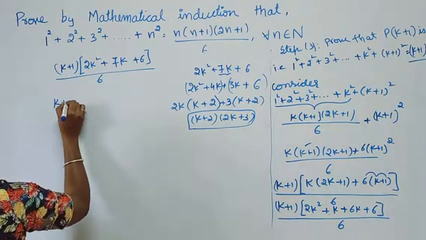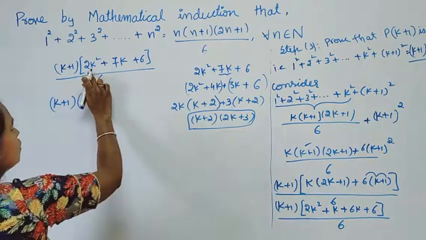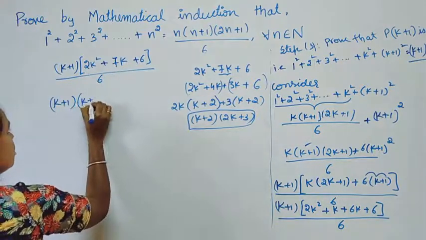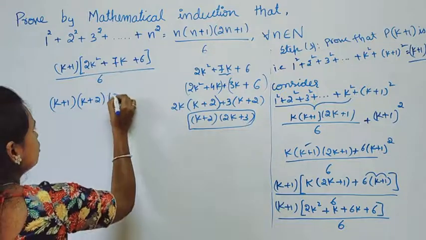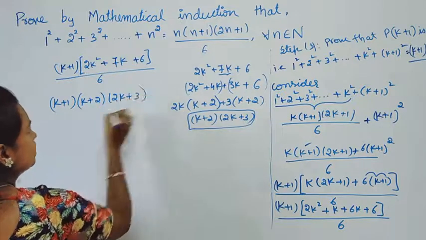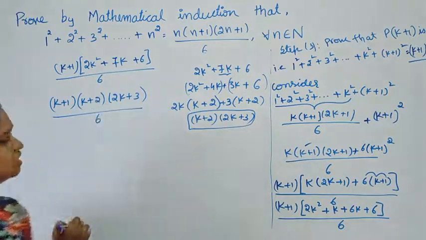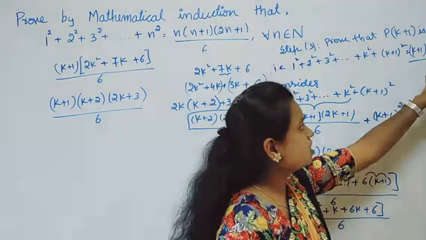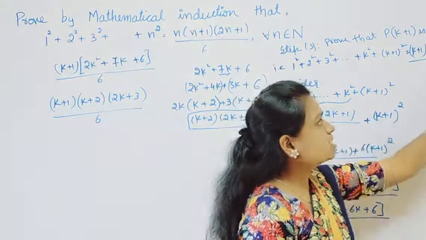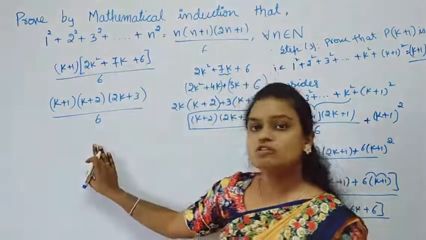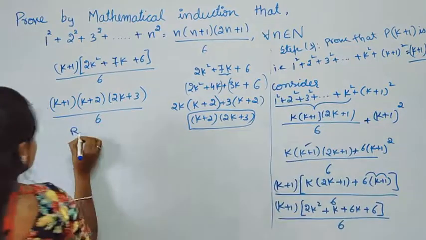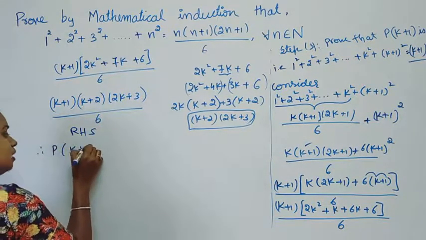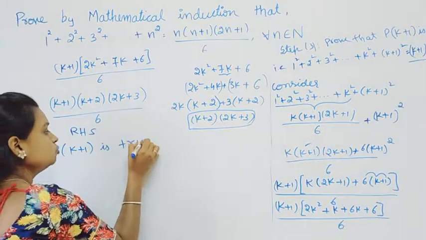So k plus 1 into, so 2k square plus 7k plus 6 means what? This one, k plus 2 into what? 2k plus 3, whole divided by 6. This is our RHS, right? RHS is equal to what? k plus 1, k plus 2, 2k plus 3 whole divided by 6. We also get this. This is our RHS. So therefore, P of k plus 1 is true.